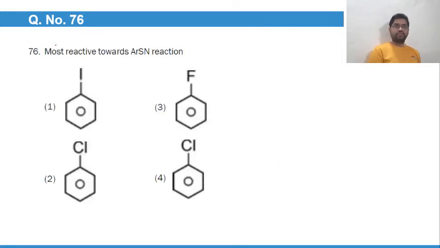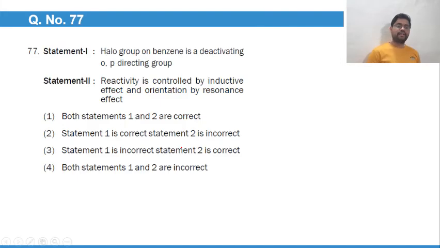Okay. The most reactive towards aromatic nucleophilic substitution reaction is most reactive here. Option number 2 and 4 are the same, but irrespective of that, option number 3 will be the best answer. Okay. 77. Halo group on benzene is deactivating, ortho-para directing. True. Reactivity is controlled by inductive effect, and orientation is by resonance effect. True. Both are true.